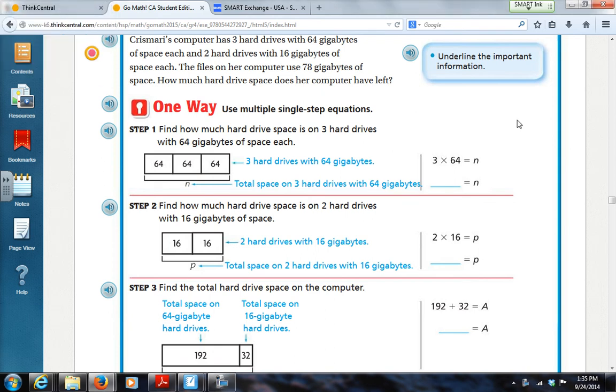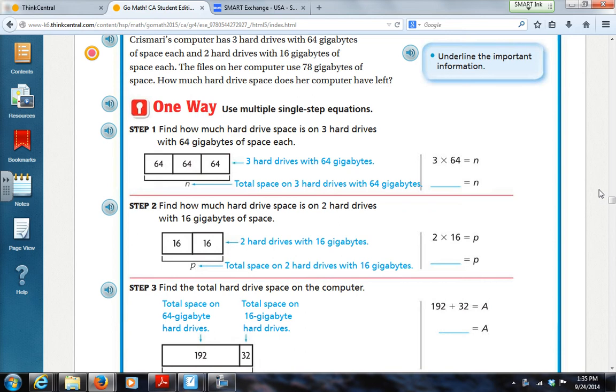Okay, so this is 2.12, and this is how to solve multiple step equations. All right, our problem is Chris Mari's computer has 3 hard drives with 64 gigabytes of space each, and 2 hard drives with 16 gigabytes of space each. The files on her computer use 78 gigabytes of space. How much hard drive space does her computer have left?